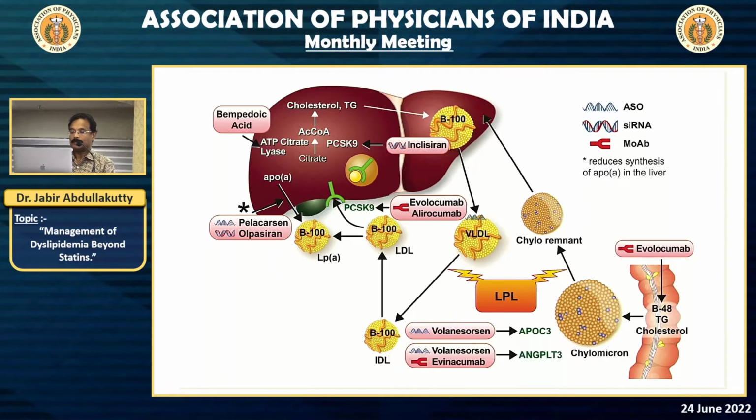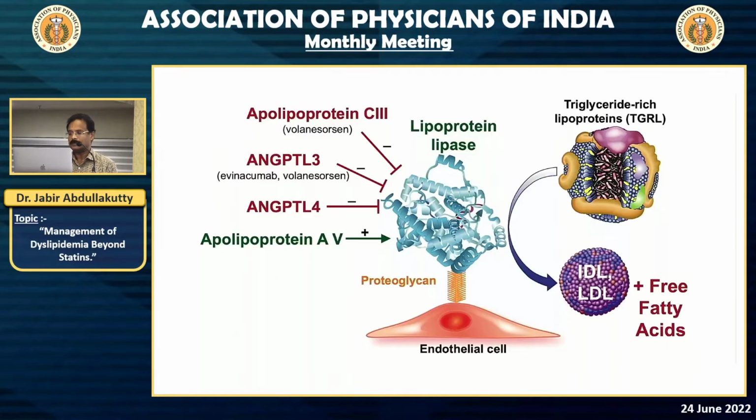Evolocumab and alirocumab are the monoclonal antibodies which inhibit PCSK9, and we have the newer molecules, the angiopoietin-like protein ANGPTL3 inhibitors, that is evinacumab, and volanesorsen, that is the ApoC3 inhibitor. So these are the new things that are coming in, and this molecule is important, the lipoprotein lipase.